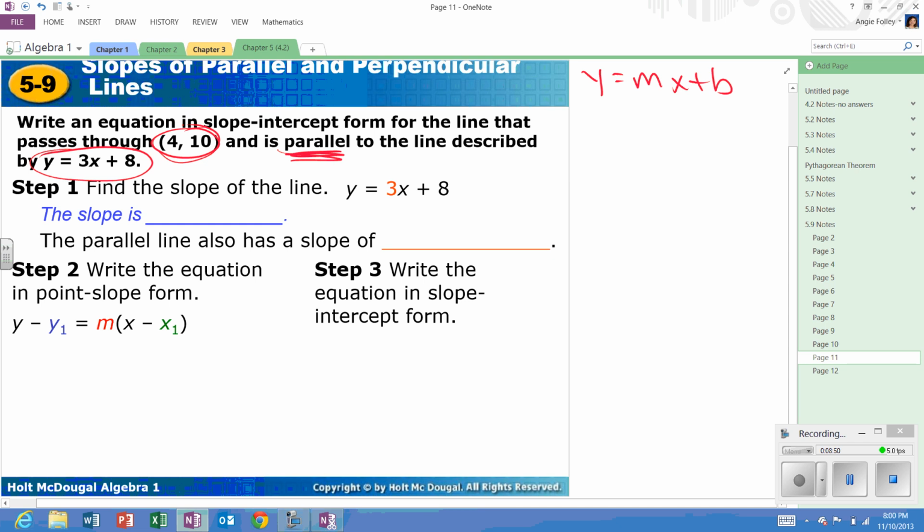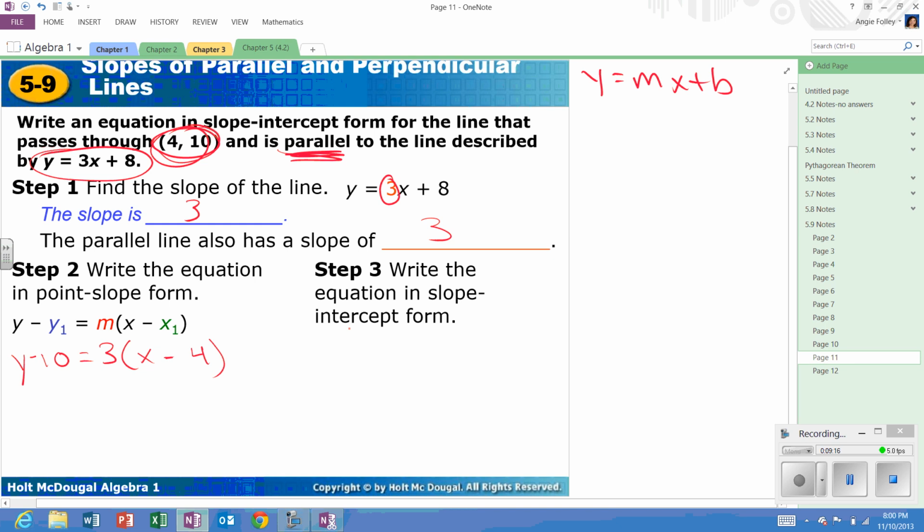So first we need to identify the slope. The slope of the first line is 3. Well, the slope of a parallel line, remember, has to be the same, so it also has to be a slope of 3. Now we're going to use that slope and plug in this point into point-slope form. So y minus 10 equals, we're going to use our slope 3, x minus 4. So there's our point-slope form.